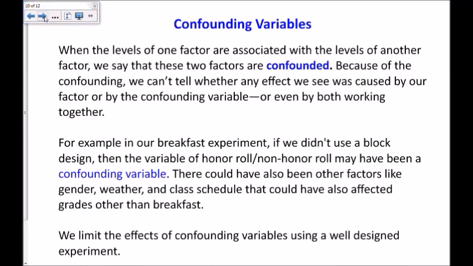There could have been other factors like gender, weather, if it's good weather outside, or class schedule. If this group happens to have a bunch of really hard teachers or really hard classes, that could affect the study. So confounding variables are when other factors are in our experiment than the one that we are studying, or the ones that we are studying. We do our best to limit the effects of confounding variables using a well-designed experiment.